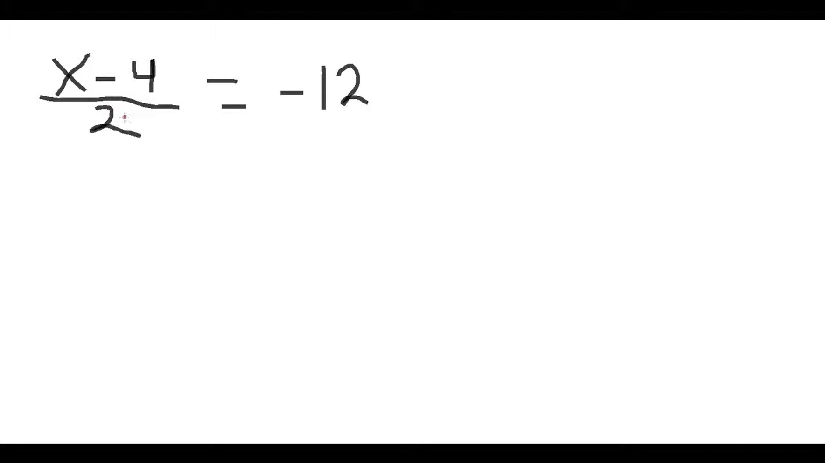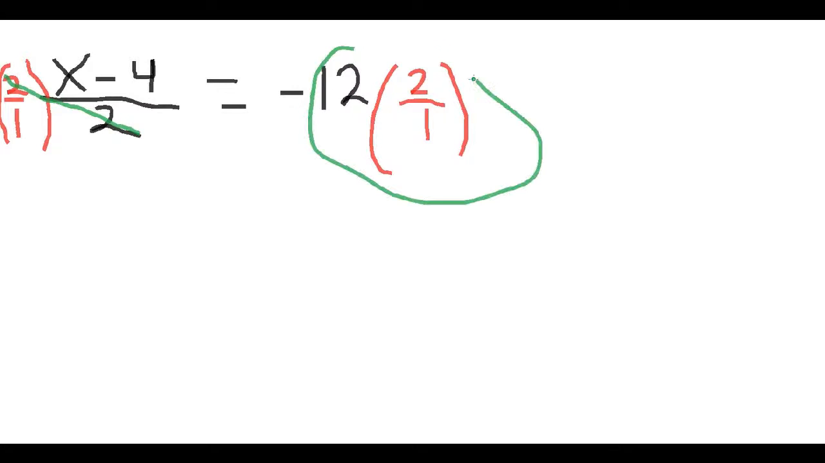So let's multiply by the reciprocal of that 2, which will be 2 over 1 on that side, in parentheses, and 2 over 1 on this side. What we're trying to do is get rid of that 2. So these 2's cross out, and there's nothing to cross out on this side. So let's rewrite the problem.